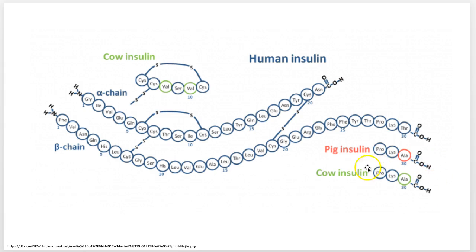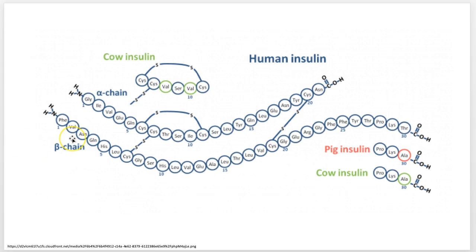And then in pigs, and also in cows at the end, we replace the threonine with an alanine. That's the only difference. So there's only three amino acid differences between cow insulin and human insulin. Pigs are even crazier. They only have an alanine here instead of a threonine. That's the only difference between pigs and humans. But that could be a huge difference. And so, yeah, it's just kind of fun.